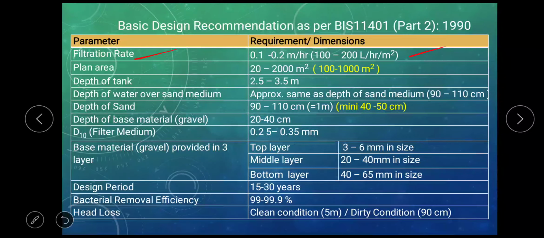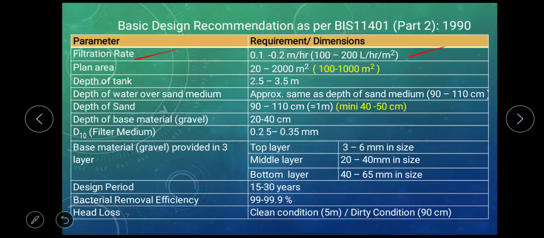Design period of the slow sand filter varies from 15 to 30 years. This value is very high, and this is quite a good advantage for the slow sand filter. Bacterial removal efficiency varies from 90 to 99.9%. A very high bacterial removal efficiency is there in the slow sand filter.